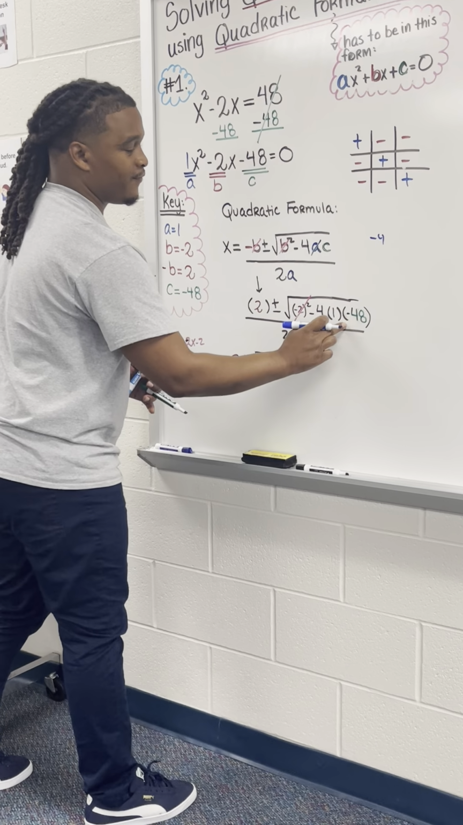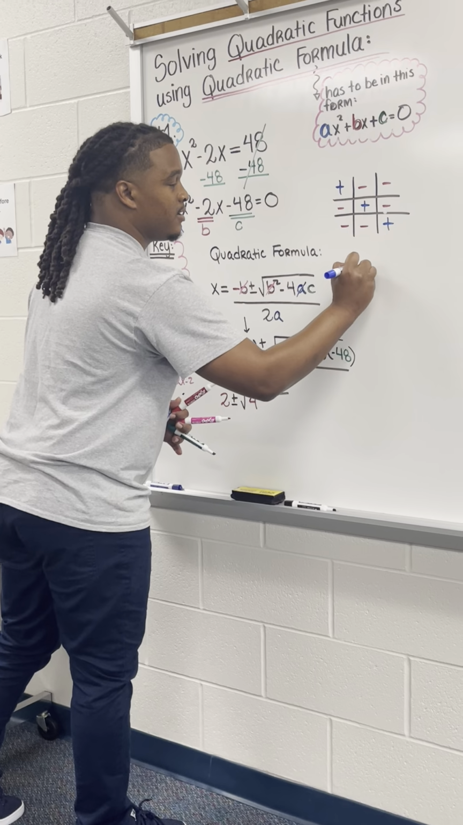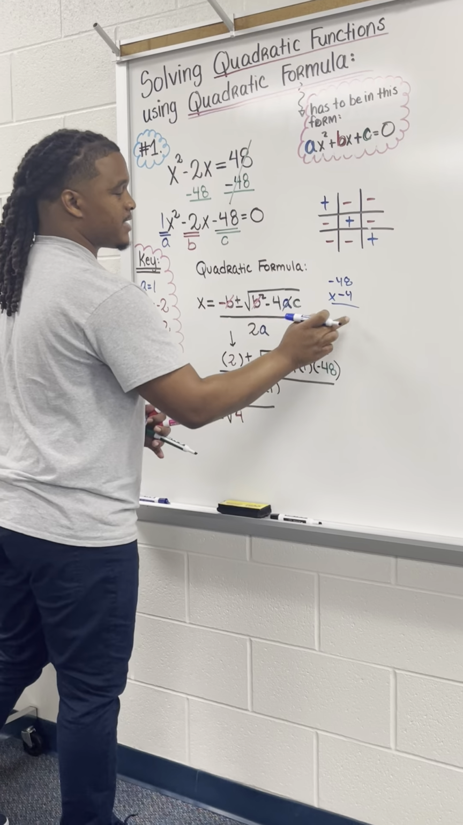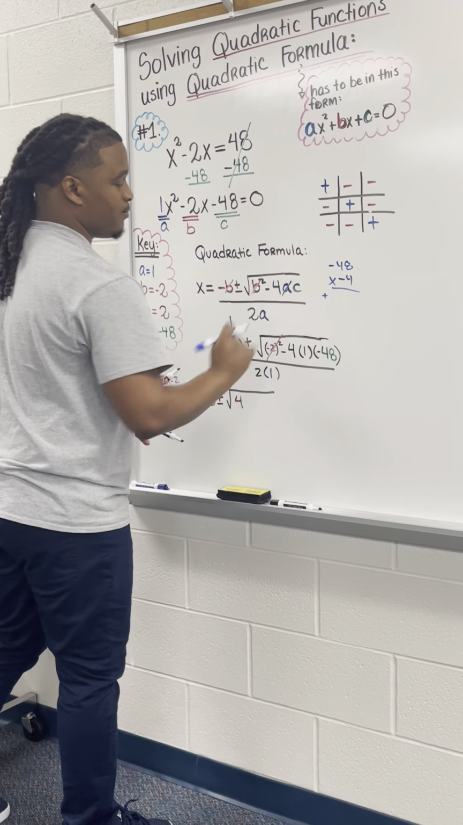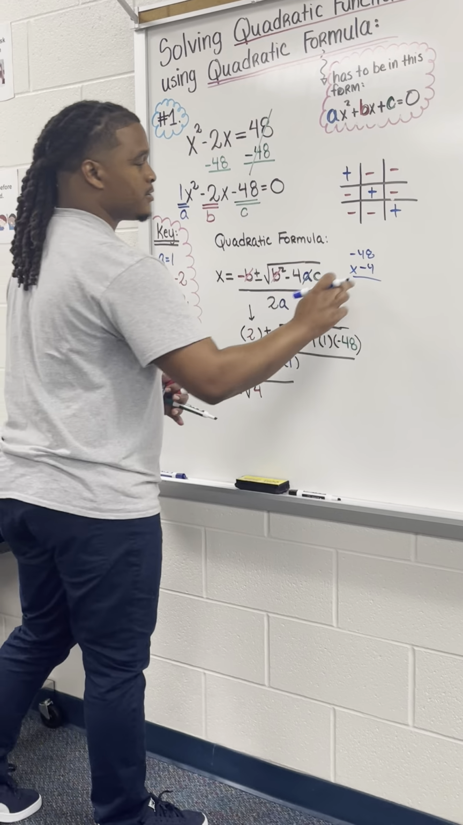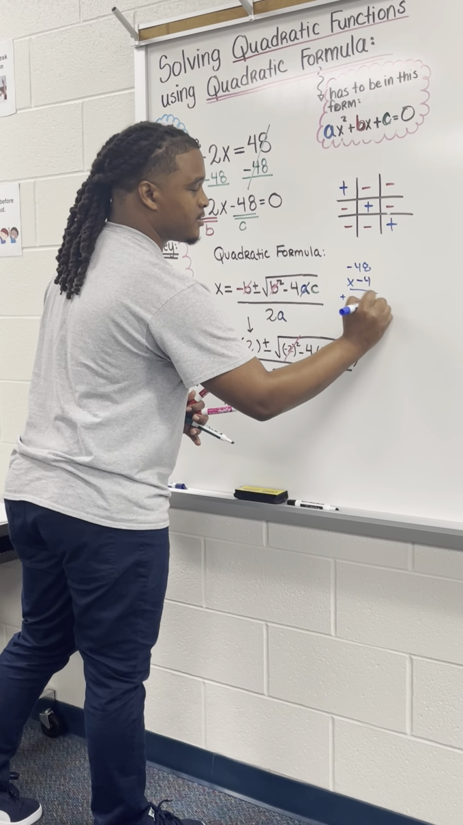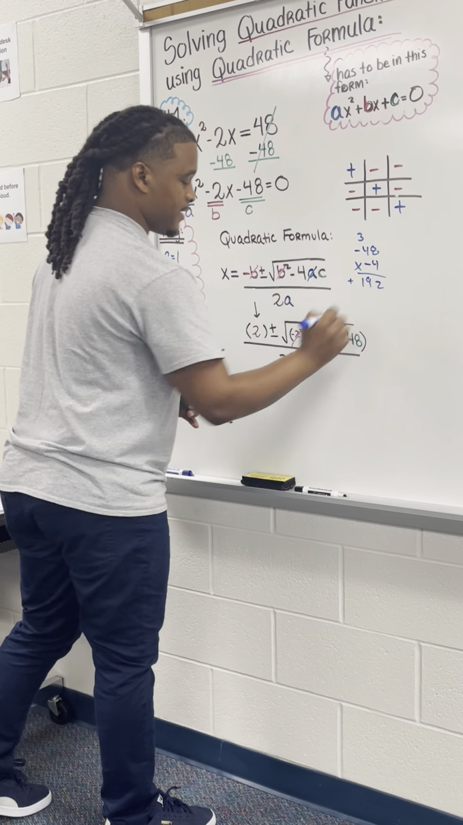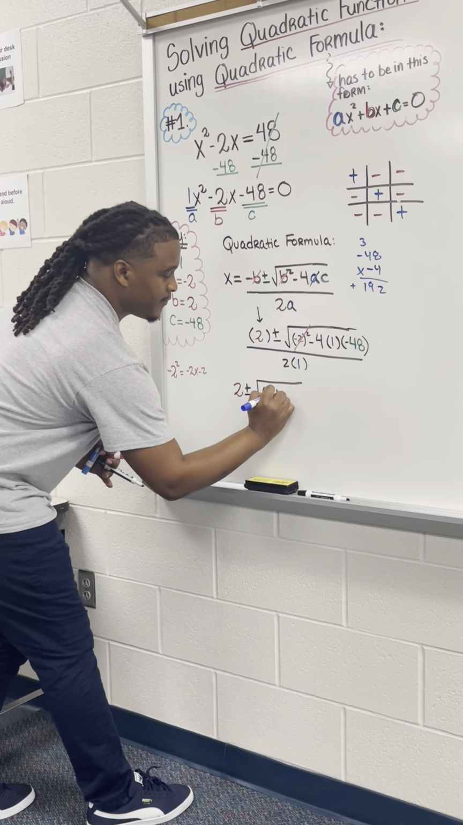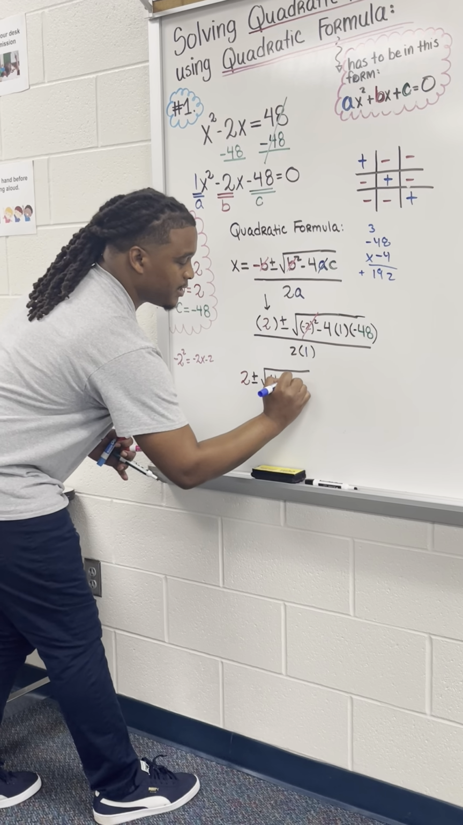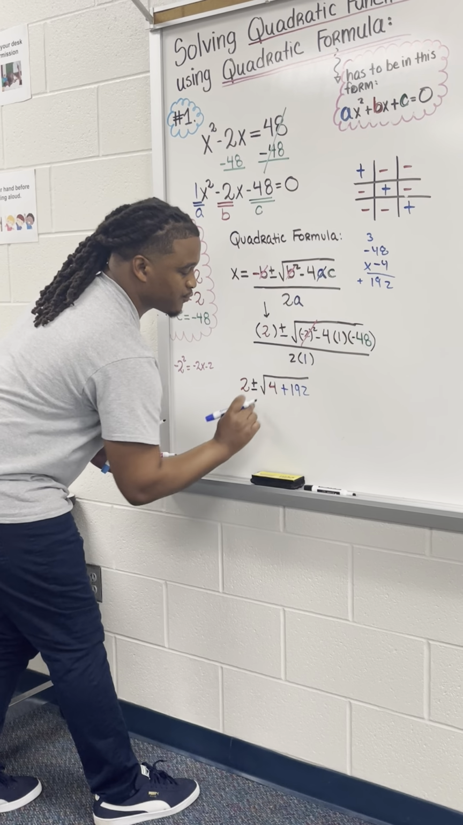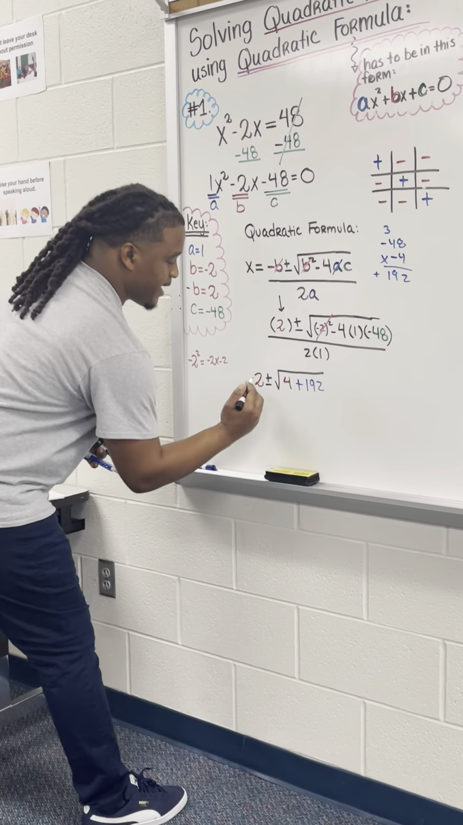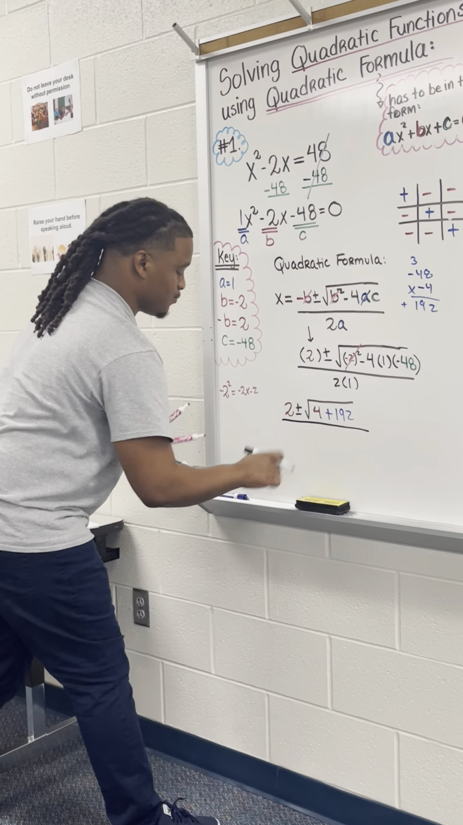And then now we have negative 4 times a negative 48. That's a negative times a negative equals a positive, so let's multiply these two values, and we already know that's gonna equal a positive, right? So 4 times 8 is 32, carry the 3. 4 times 4 is 16, plus 3 is 19, right? So now I have the square root of 4 plus 192, right? So we're good in that slot. And then now all divided by 2 times 1, which is just 2.